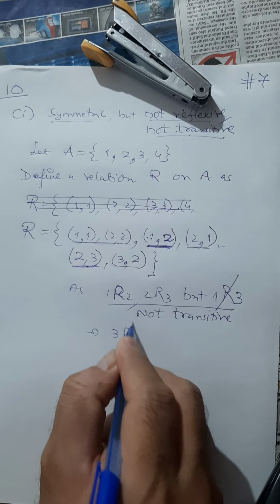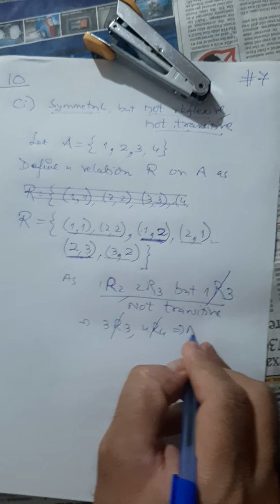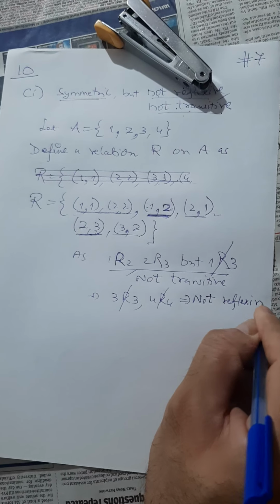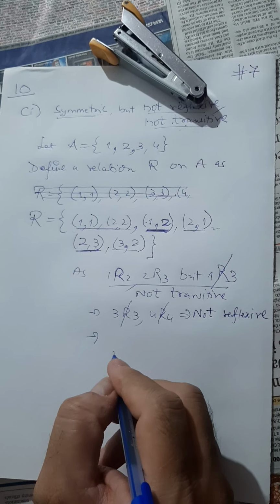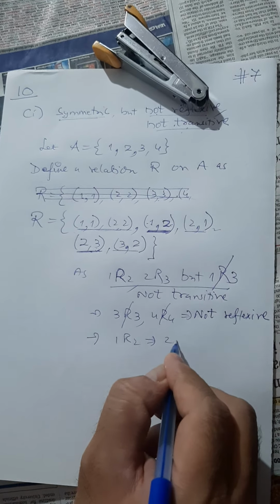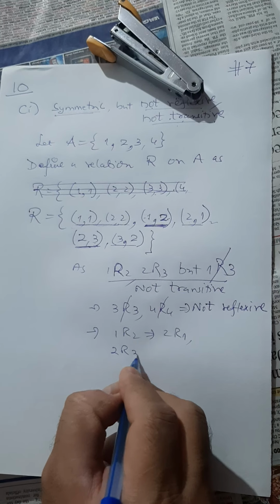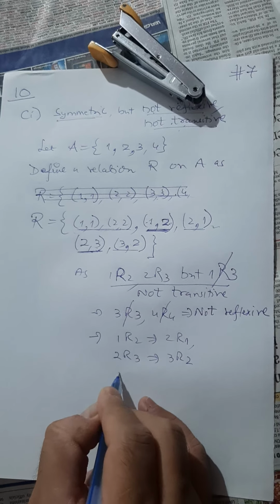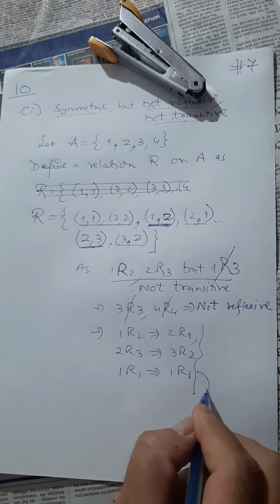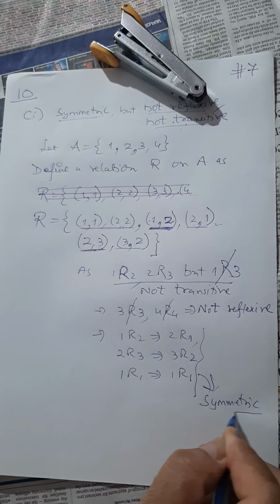Here 3 related to 3 is not there, 4 related to 4 is not there. So not reflexive. And reverse are present. 1 related to 2 implies 2 related to 1. 2 related to 3, reverse 3 related to 2, which is there. 1 related to 1, reverse 1 related to 1. So because of all these, you can say that it is symmetric. So I hope this is clear to you what I'm trying to tell you.